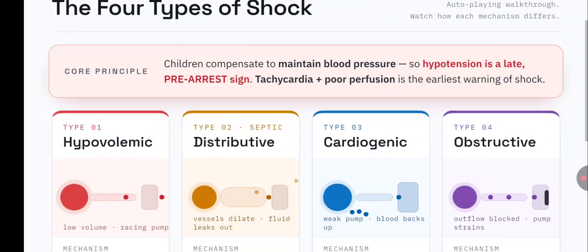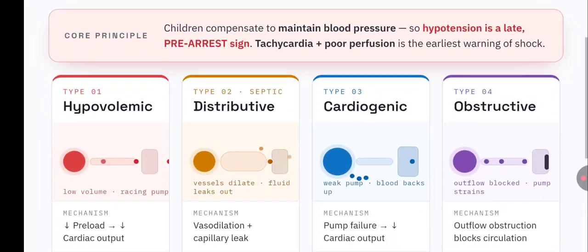So it's considered also a pre-arrest sign. So hypotension in pediatrics is very critical, and there are some signs before it. If you are working in the pediatric intensive care unit, you need to focus on these parameters and monitor the patient closely to avoid hypotension from happening.